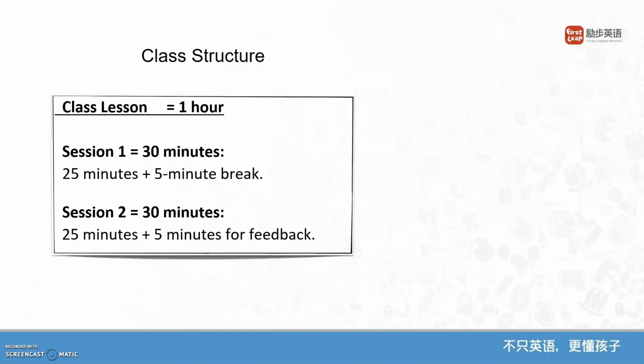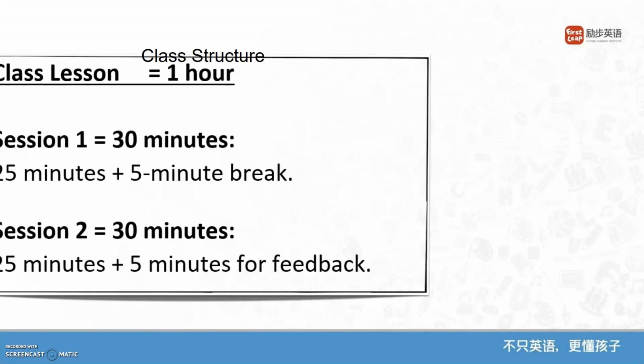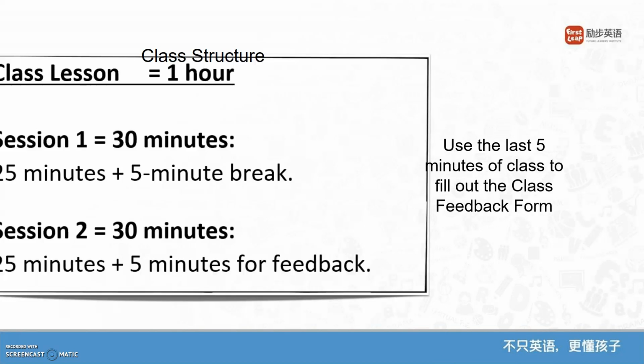Classes are held twice a week for 1 hour each class. Here's a breakdown of what occurs during a class lesson. The class lesson is broken up into 2 sessions. The first session lasts 25 minutes. Then students have a 5-minute break. The second session is also 25 minutes. At the end of that, the teacher can say goodbye to the students and fill out a class form to comment on how the students did.